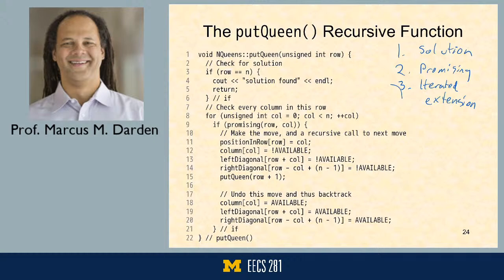So at the end of this entire function call, what I'm going to end up with is the solution found as a set of integers in this position in row vector. And when the function finally exits at the very end, if I've tried all of the options, my column and left and right diagonal availability vectors will all be marked as true, because you'll have placed all the queens and removed the queens, and you leave the board as you found it, empty, waiting for the next person maybe to come do their own solution.